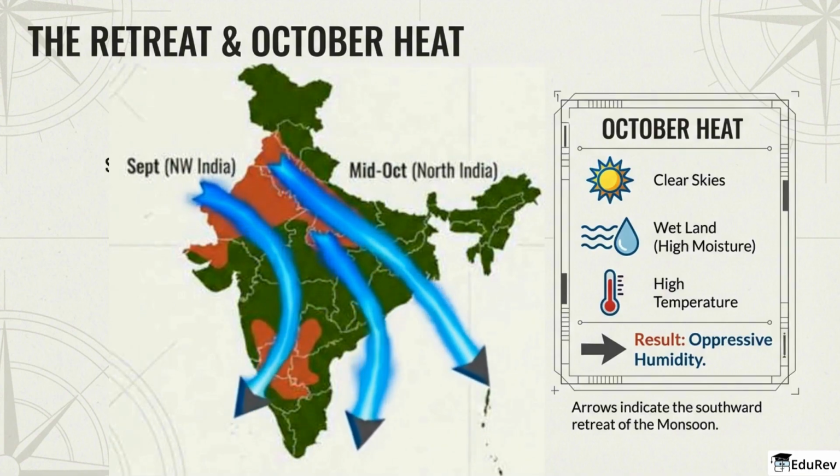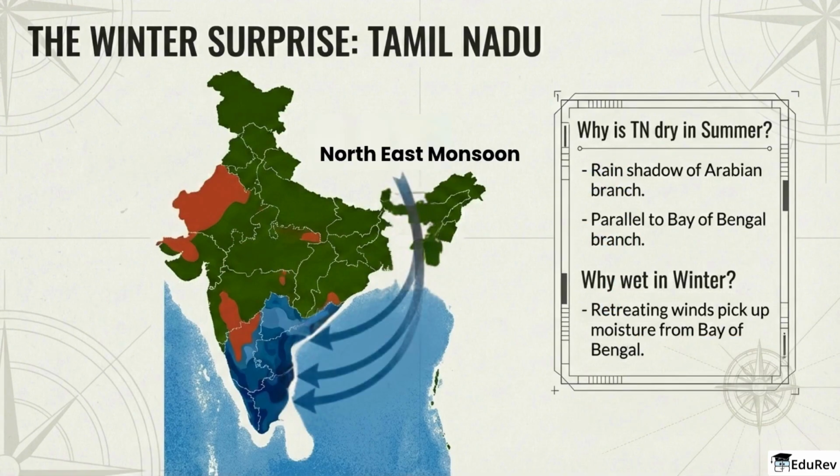But one region benefits from this retreat. Tamil Nadu. Why is Tamil Nadu dry in summer? It lies in the rain shadow of the Western Ghats for the Arabian Sea branch, and the Bay branch often runs parallel to its coast. But during retreat, winds reverse. Northeast monsoon winds pick up moisture from the Bay of Bengal and bring rainfall to Tamil Nadu. So Tamil Nadu's main rainy season is winter, not summer. This reversal is one of the most common conceptual traps.